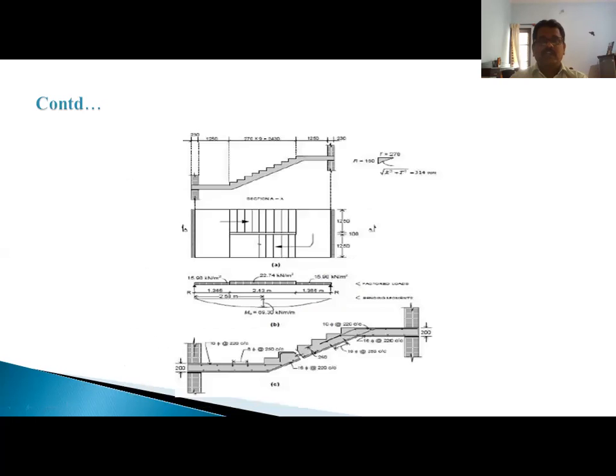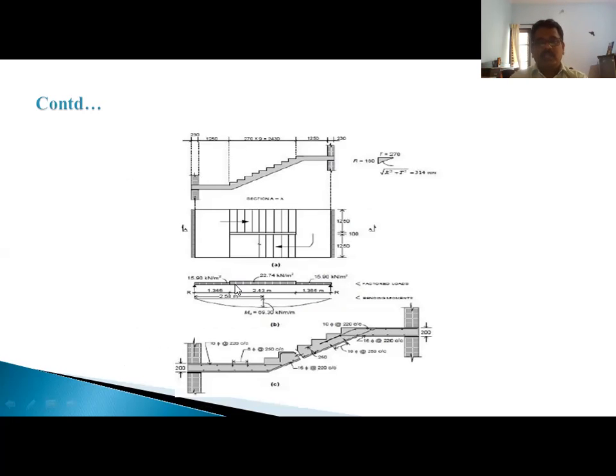Now, if you come to this figure, see this figure. Very neat. This is the plan of the figure. So these are the required distances. What is the flight distance? What is the landing distance? Everything is there. 230 mm on the overall edge, the wall is there, 230 mm thickness.